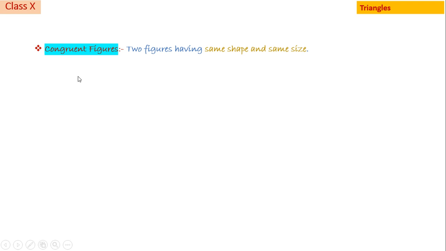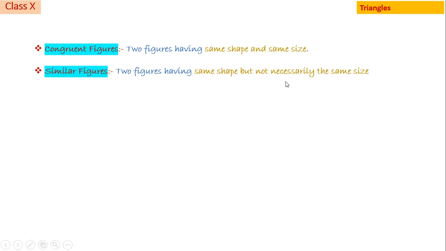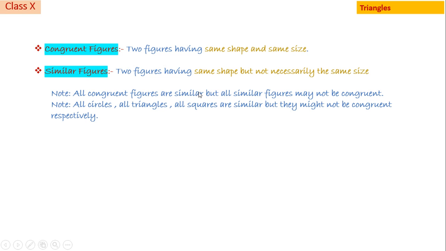Now let us study about the congruency and similarity of figures. Two figures having same shape and same size are known as congruent figures, whereas two figures having same shape but not necessarily the same size are known as similar figures. So all congruent figures are similar, but all similar figures may not be congruent. For example, all circles, all triangles and all squares are similar, but they might not be congruent respectively as they might not have equal sizes.